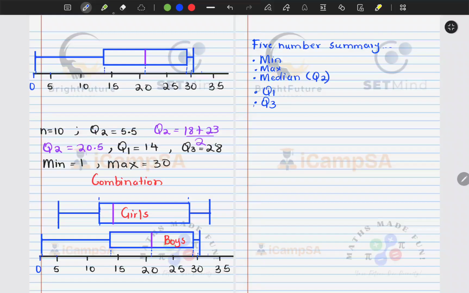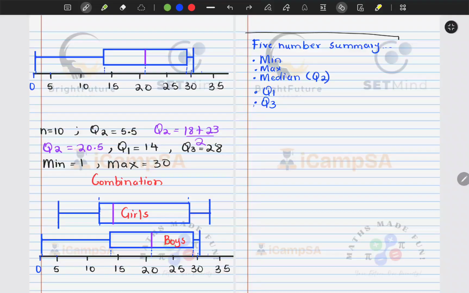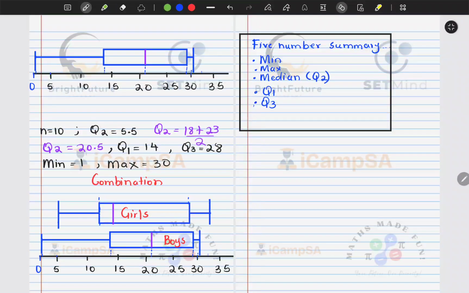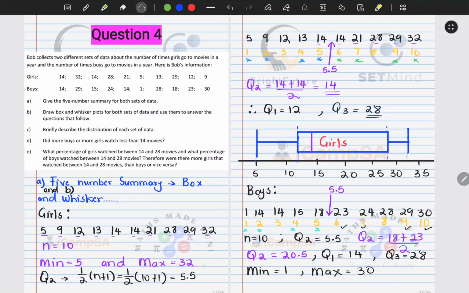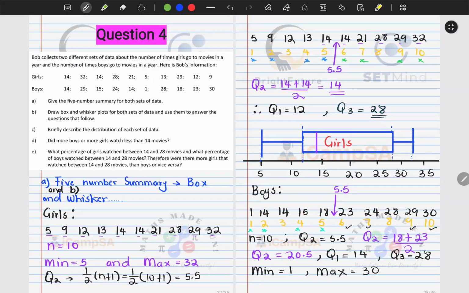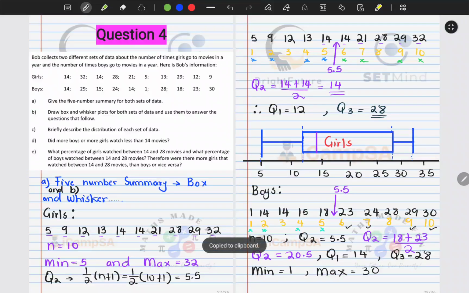Okay, this is what your 5-number summary is. This is very important for you guys to be aware of. So you could have just given them that, then drawing your box and whisker from there was going to be easy. Okay, easy stuff. So anyway, let's continue. So let's go now and have a look at the next question, C.